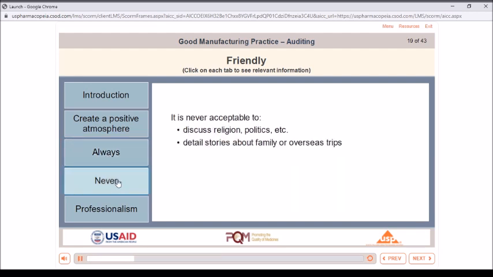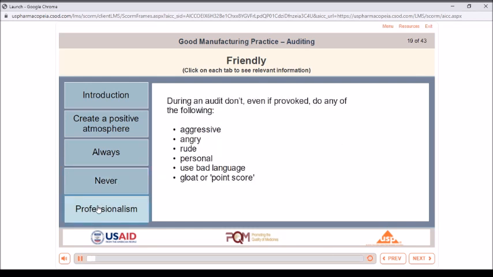Never. It is never acceptable to discuss religion, politics, etc. Detail stories about family or overseas trips. Professionalism. During an audit, don't, even if provoked, do any of the following: be aggressive, angry, rude, personal, use bad language, gloat, or point score.